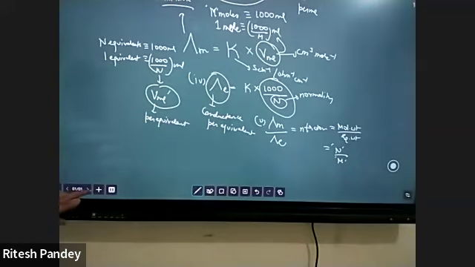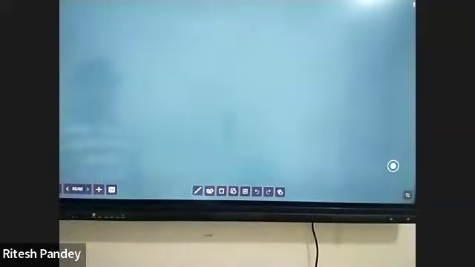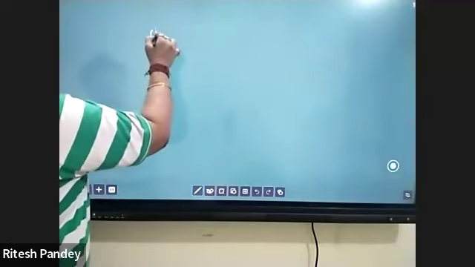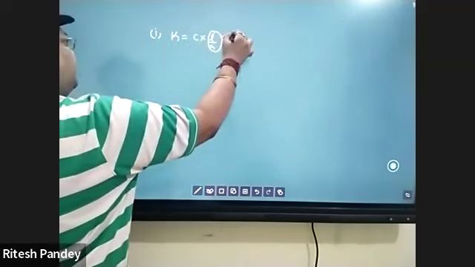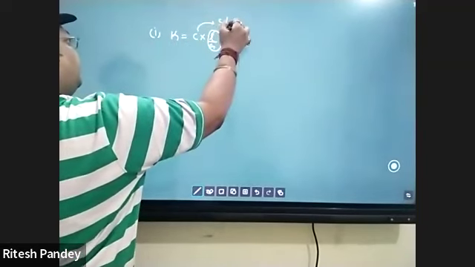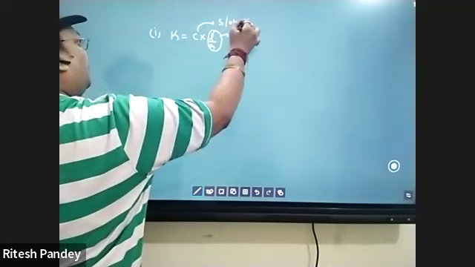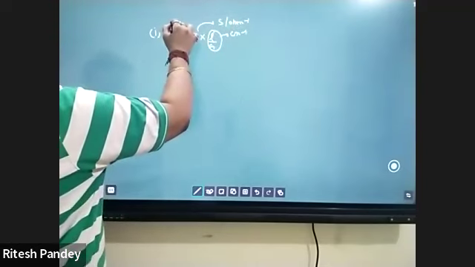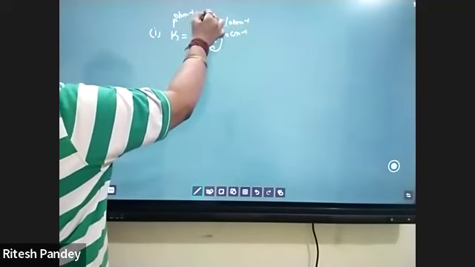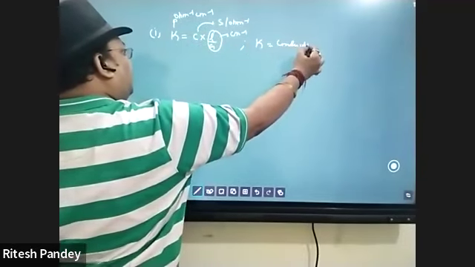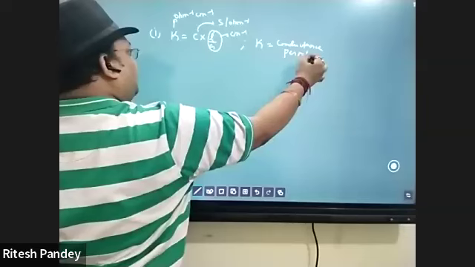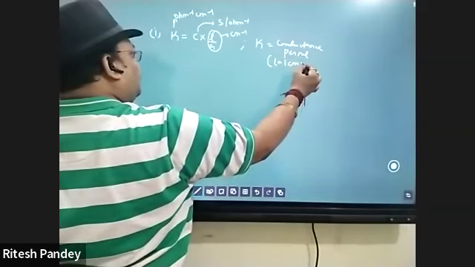So maybe one quick time, and trust me, it's important. One, kappa is equal to conductance into L by A. This is the cell constant per centimeter. This is Siemens or per ohm; mho is also a unit. This is per ohm per centimeter. Very, very important: kappa is conductance per ml. I think I have made this clear to you now.